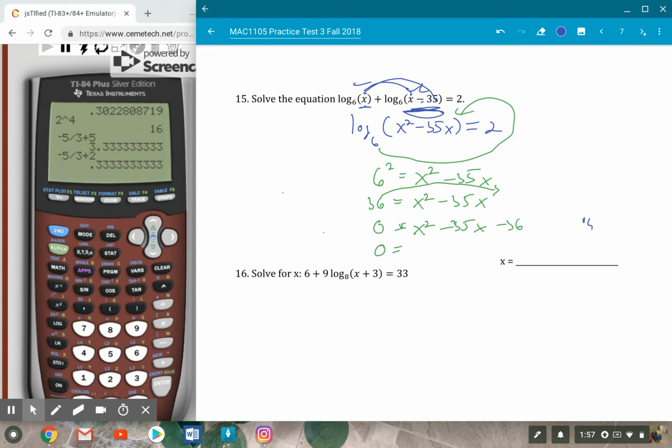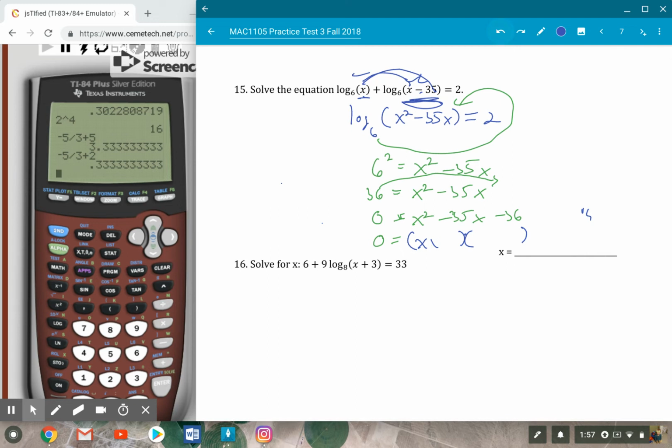So this should be a double set of parentheses, x and x, here and here. It was 1 and 36, but the 36 was negative and the 1 was positive. So on the outsides, I get a negative 36. The inside, I get a positive 1, which would give me the negative 35 in the middle. And so the results here, negative 1 would make that 0. Positive 36 would make that 0.